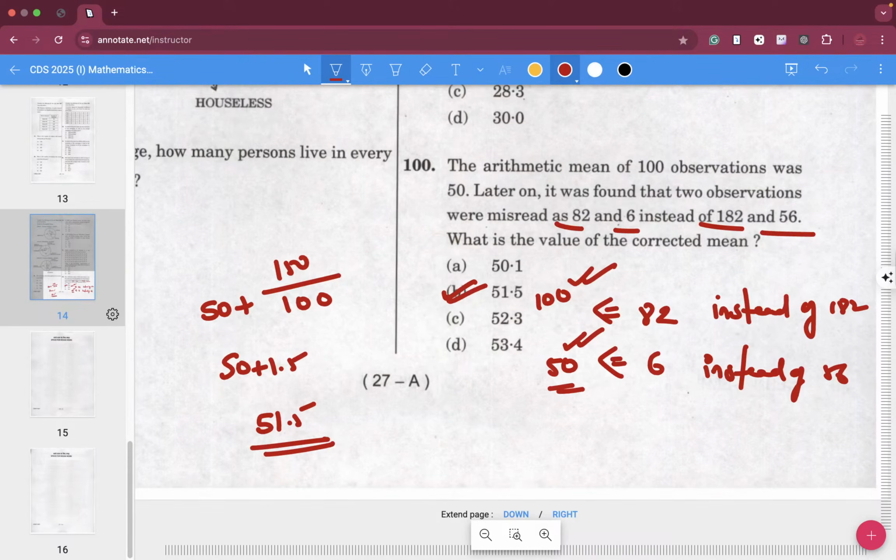You can always do it by the long method also. The total of 100 observations was 100 into 50, and over here you can also add plus 150, divided by the total number of observations, which is 100. So which is 5150 divided by 100. Even if you do that, you get 51.5 as the answer to this.